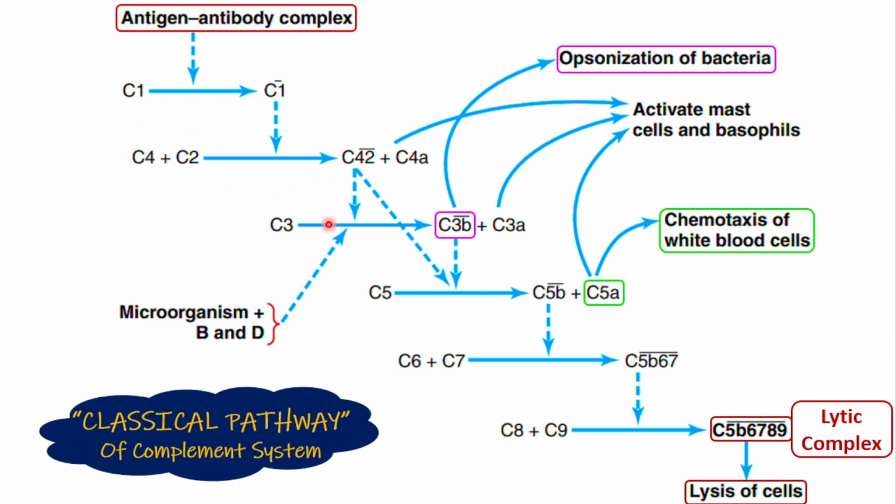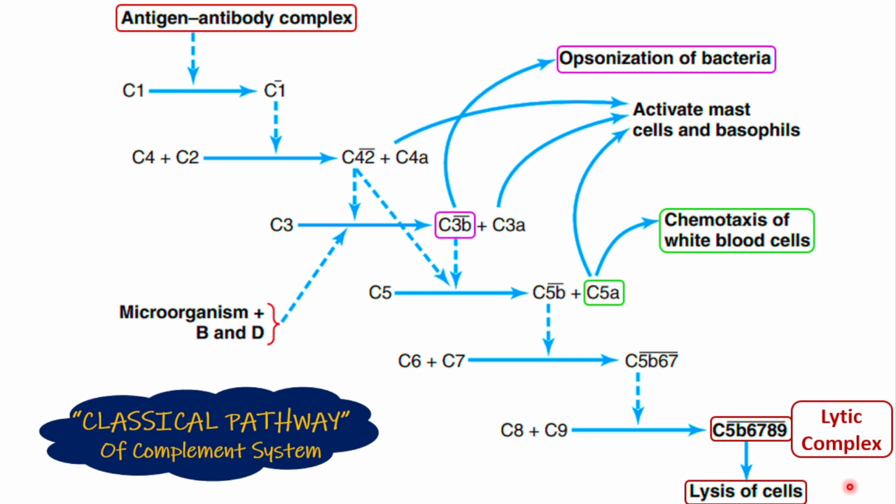And then C42 will convert C3 into its activated forms, C3a and C3b. And C3 will convert C5 into its activated form, and C5 will convert C6 and C7 into their activated forms. And finally, we have C5b67 converting C8 and C9 into their activated forms. So all the ones written on the left hand side of the reactions are the enzyme precursors, C1, 2, 3, 4, 5, 6, 7, 8, 9. These are inactivated enzyme precursors, and these are their activated forms, C1 dash, C42 dash, C3b, C3a, C5b, C5a.